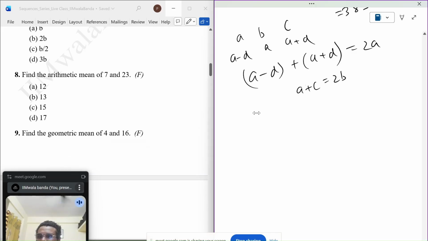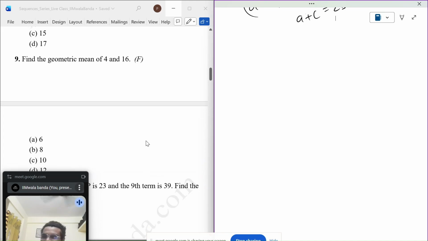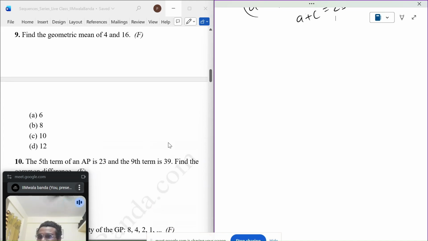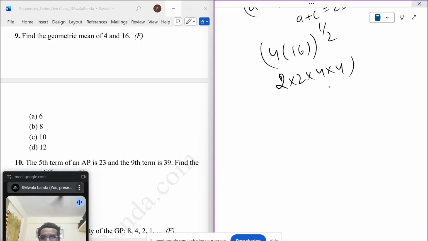Let's go. Arithmetic mean of 7 and 23: 7 plus 23 upon 2. So arithmetic mean is nothing but average. Find the geometric mean of 4 and 16. So basically AB to the power 1 by n, which in this case is 2. So don't multiply and then see them in their smallest forms. This can be written as 4 into 4, so this 2 will come out, this 4 will come out, and 8 will be your answer.